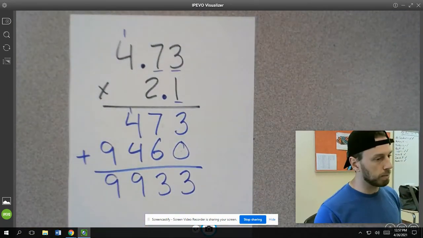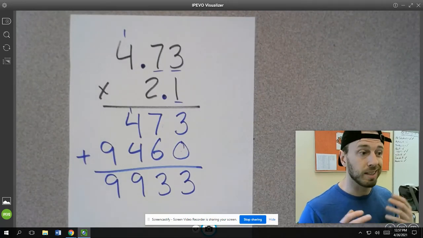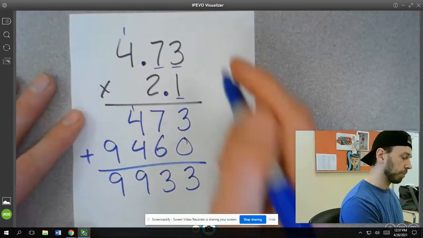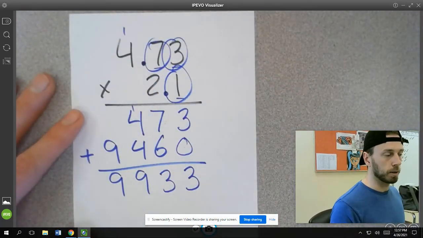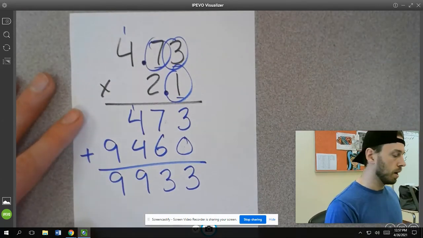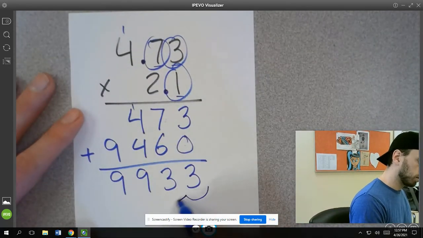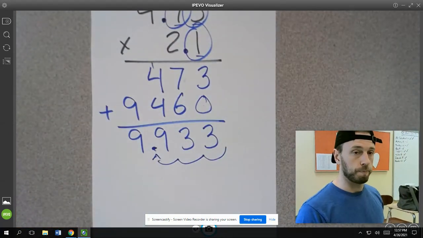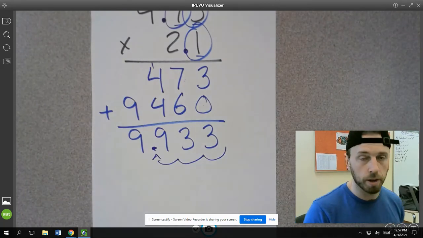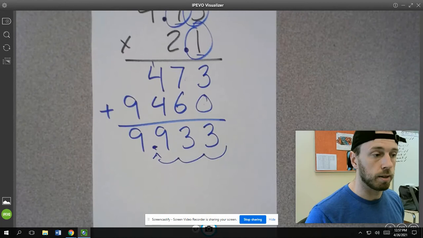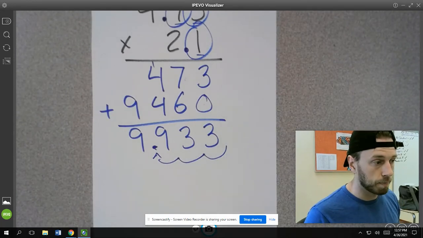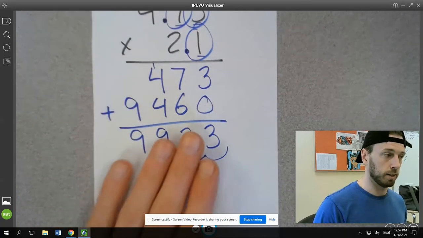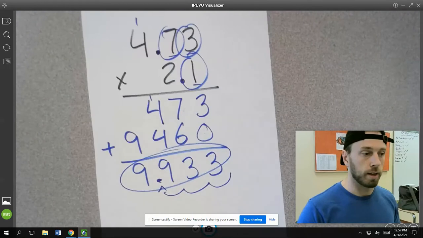Now remember, we already estimated this and said that our answer was supposed to be close to 10. So what I'm going to do now is place my decimal based on how many decimals I have in the problem. I've got 1, 2, 3 decimal places up here. Those are numbers to the right of the decimal. And I'm going to move my decimal from over here 1, 2, 3 places in. And look, I get 9.933. Now the real question I need to ask myself before I'm done with this is, is that close to the estimate that I got earlier of 10? 9.933 is very close to 10. So I am very confident saying this is my answer, and then I would turn that in.